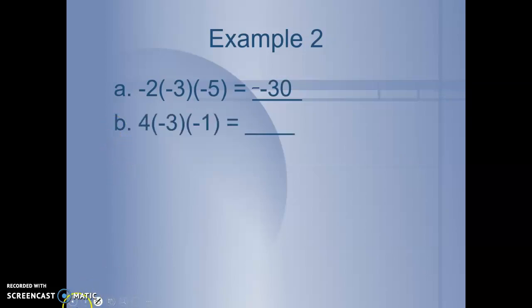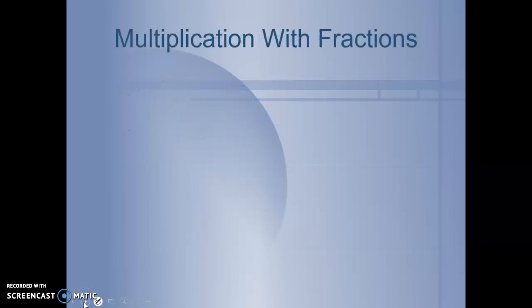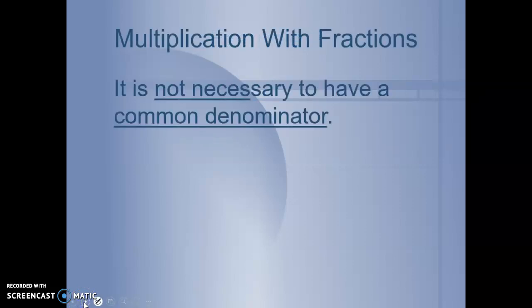4 times negative 3 times negative 1, that's an even number of negative factors, so our answer will be positive. When we multiply that out, positive 12. You should be trying these on your own, pausing and working these out to see if you can get them before I move on. Let's try some multiplication with fractions.